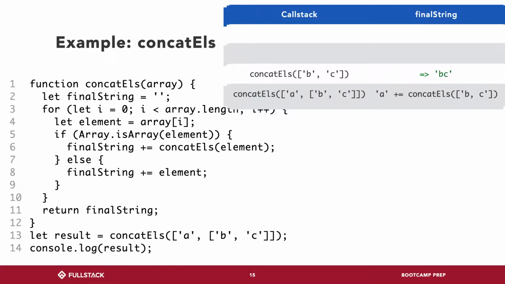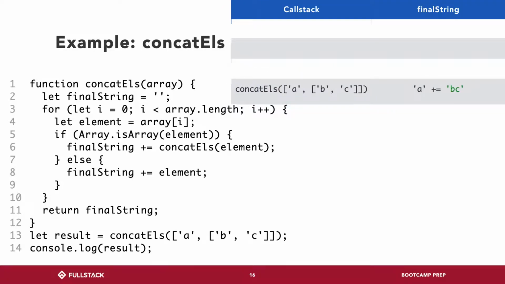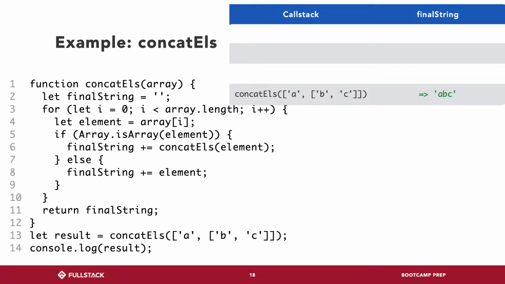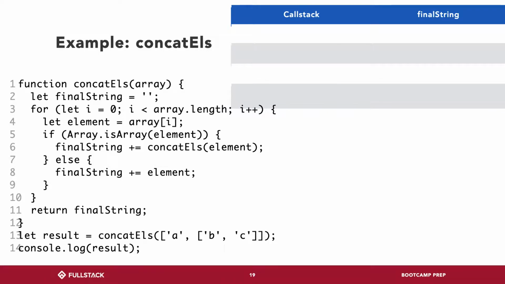So that means concat else returns this string, BC. If this returns BC, then back here, A will now be plus equals to BC. A plus equals BC will be ABC. So ABC is returned from that initial function call, and we take it off of the call stack. Does that make sense for everybody?